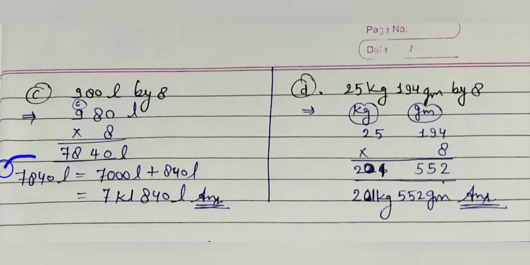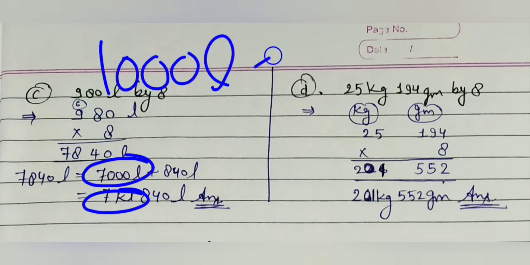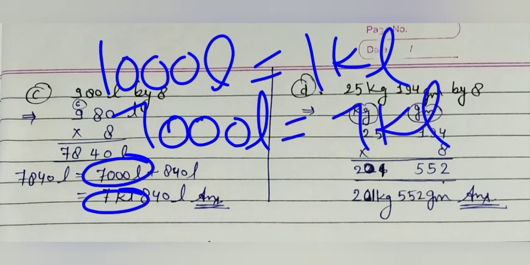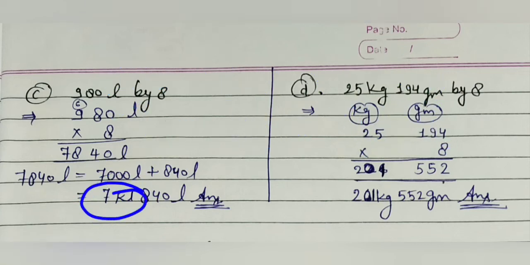Okay, 7 is here at 1000 place, so we can break it like 7000 liter, and the rest 840 liter. Now we can write this 7000 liter as 7 kiloliter. You know why? Because we know that 1000 liter is equal to 1 kiloliter. So that's why we can write 7000 liter as 7 kiloliter, and 840 liter as it is. It means this is our final answer, 7 kiloliter and 840 liter.